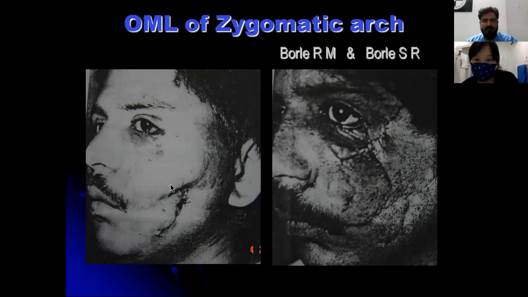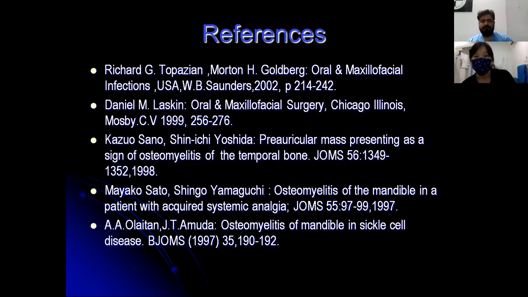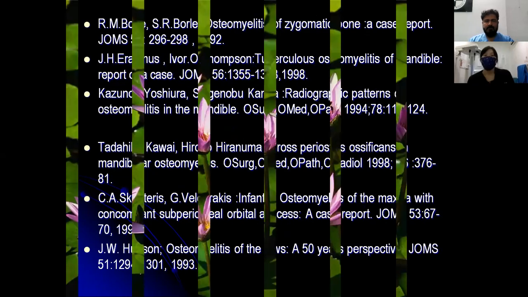Now, this is a case reported in 1984 by my boss, so I have quoted this case also. Osteomyelitis of the zygomatic arch, a very rare lesion. Osteomyelitis of the temporal bone. That is why this osteomyelitis is important, because it sometimes mimics other conditions.